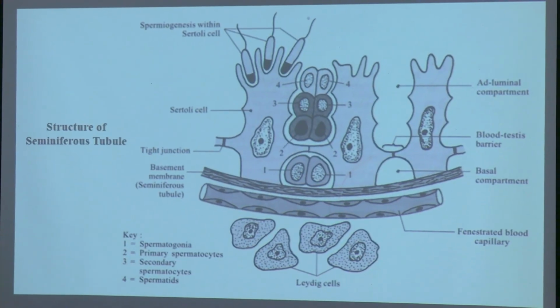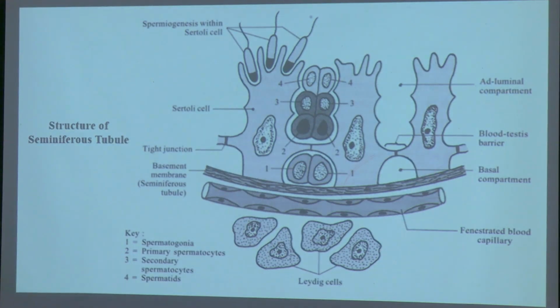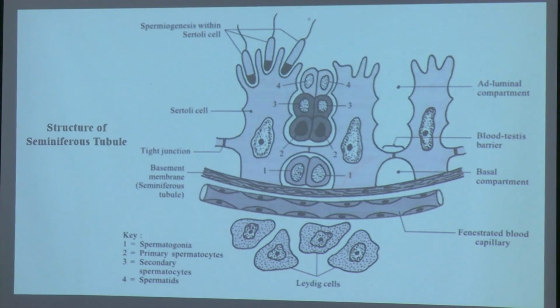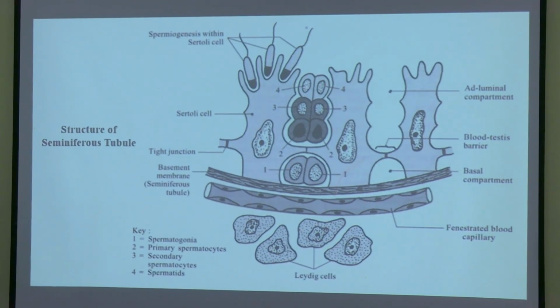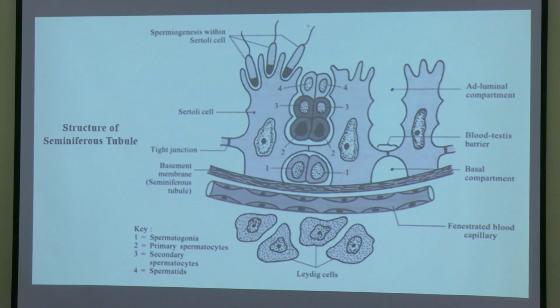Now here is a beautiful schematic, drawable diagram of the Sertoli cells. Along with that, you can also see the different stages of spermatogenic cells. Can anyone identify where the Sertoli cells are? Can you identify where the Sertoli cells are?